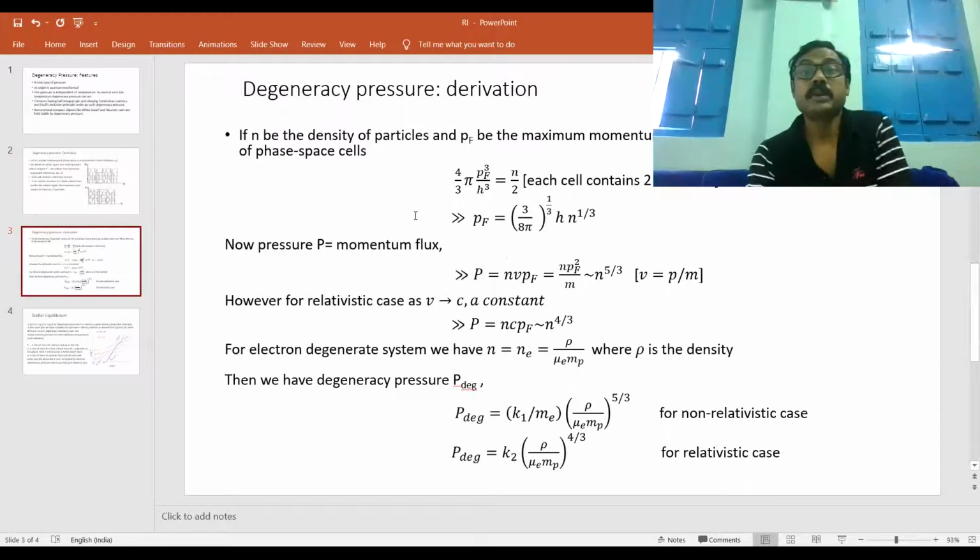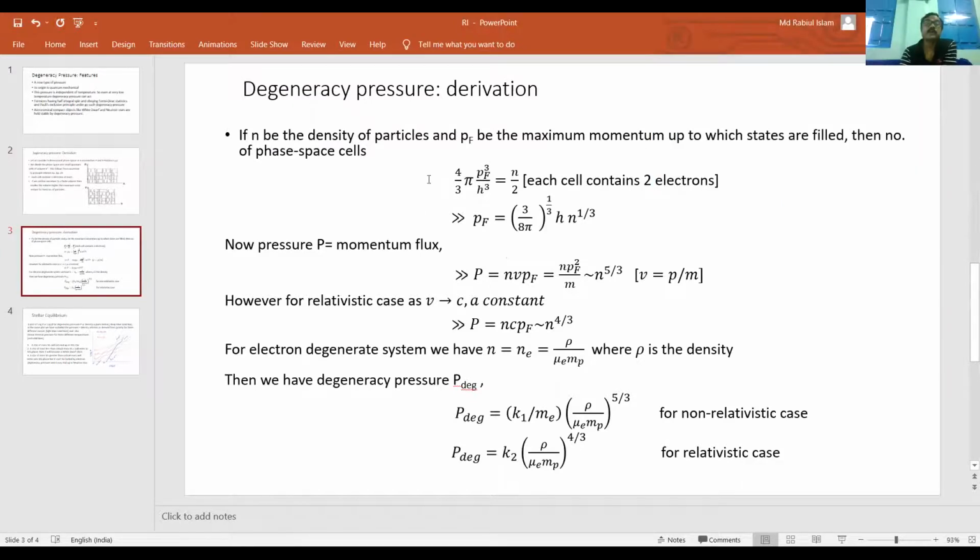Now, a certain derivation for the pressure is like this. The volume density of particles, and if Pf be the maximum momentum, then this has the relation 4π/3 Pf³/h³ = n/2, from which Pf can be written as varying as n^(1/3). Now we know pressure equals momentum flux, so n times V times Pf. Now V varies as P/M, so pressure varies as n^(5/3).